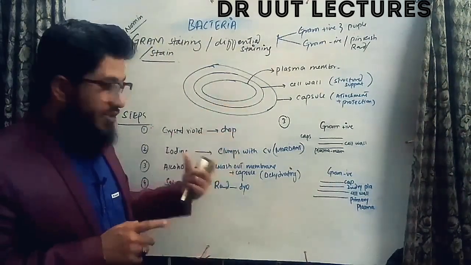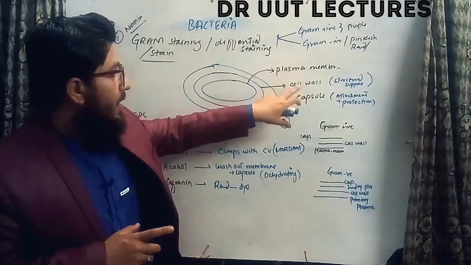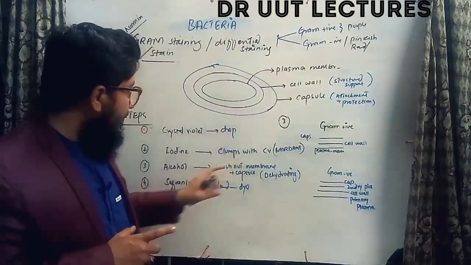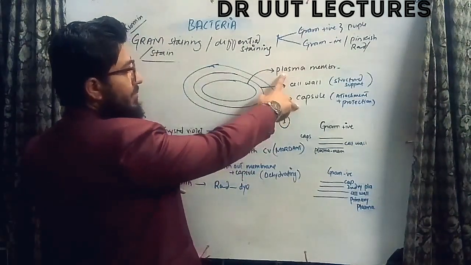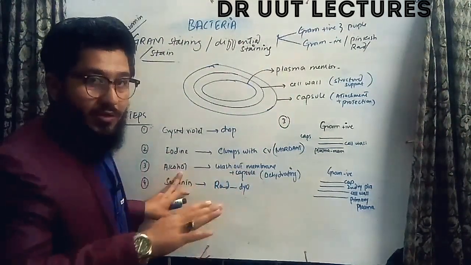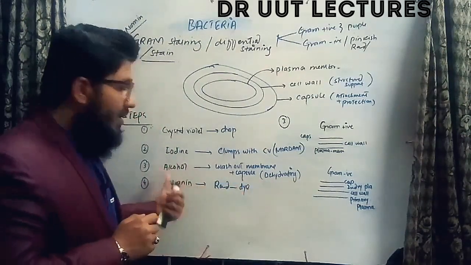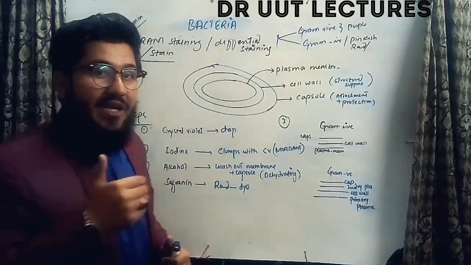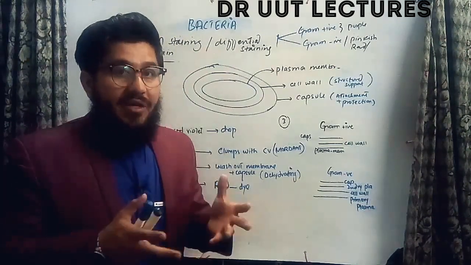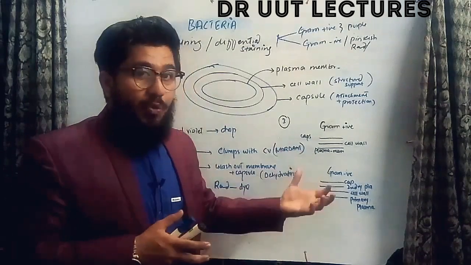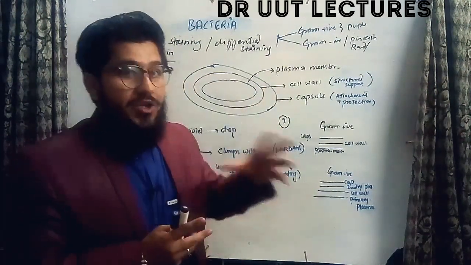According to the structural point of view, the bacteria is composed of the plasma membrane, the cell wall and the capsule. So after applying the alcohol, what will happen? The capsule along with the plasma membrane will wash out. The reason behind this is the dehydration mechanism. This alcohol has a very interesting job, that is dehydrating ability. So when we apply the alcohol, it will dehydrate the bacteria, due to which the capsule plus the plasma membrane will be washed.